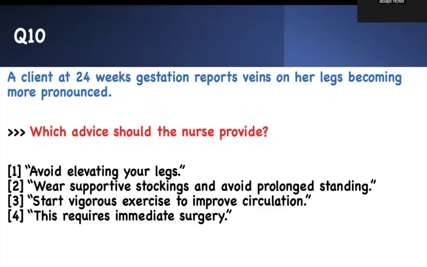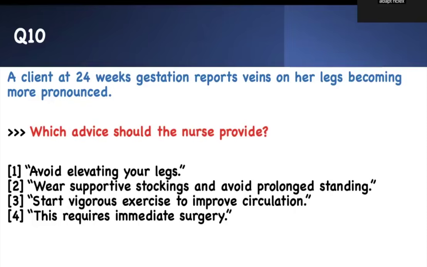You know your content. Pregnant lady, they're going to have engorged veins due to what? Maybe pushing on the IVC, inferior vena cava. What is the problem? This is the reason why you don't put the mommy on their back. You put them on their left side. Therefore, what advice would you give them? Avoid elevating your leg. Wear supporting stockings and avoid prolonged standing. Start vigorous exercise to improve circulation.